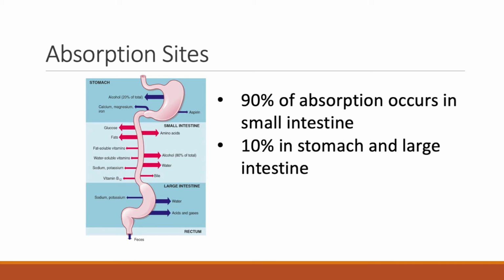This graph shows where the absorption happens. So you can see calcium and magnesium and iron, alcohol, 20% of the total, and aspirin is all in the stomach. In the small intestine, we have glucose, amino acids, fats, fat-soluble vitamins, water-soluble vitamins, alcohol, water, vitamin B12, sodium, and potassium. So this is why I wanted you to write down those charts where you can, so that you can see where some of these vitamins and minerals are being absorbed.